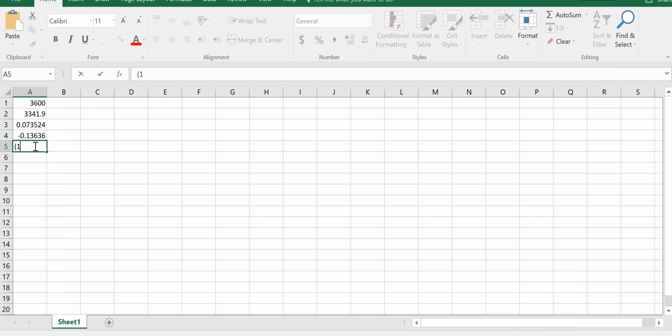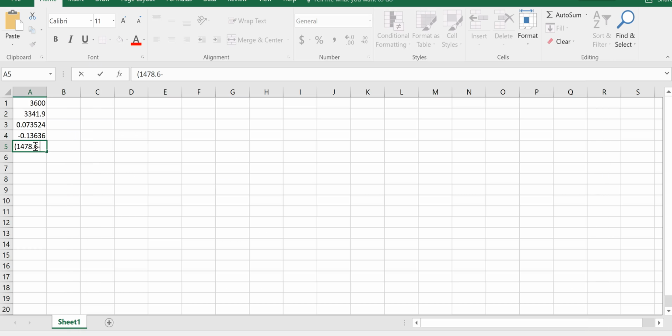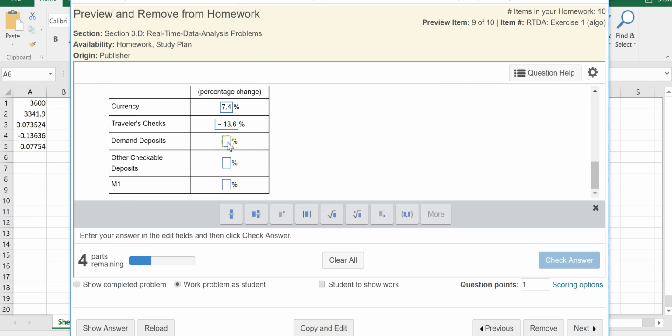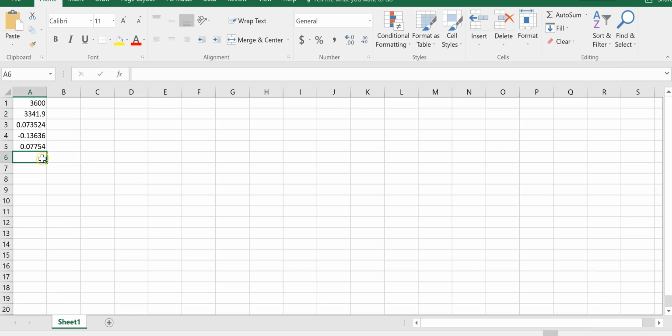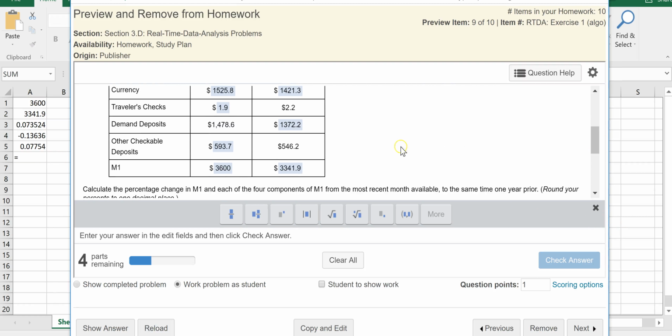And demand deposits, we go from 1372.2 to 1478.6. So 1478.6 minus 1372.2 over 1372.2. Oh, I forgot to put the equal sign there. So that gives 7.8%. And other checkable deposits, that will give me here this number.